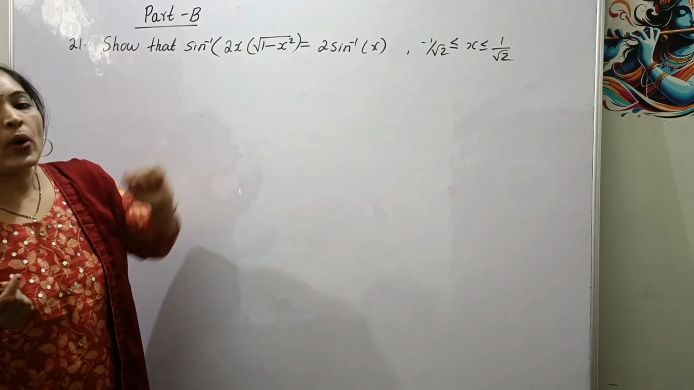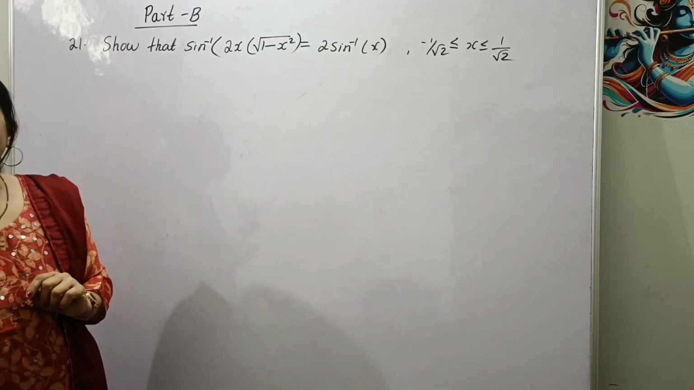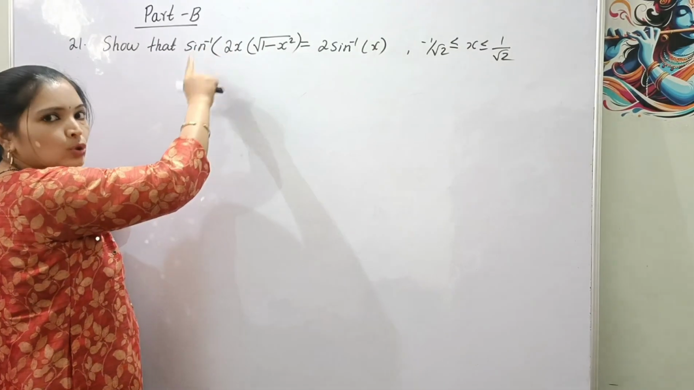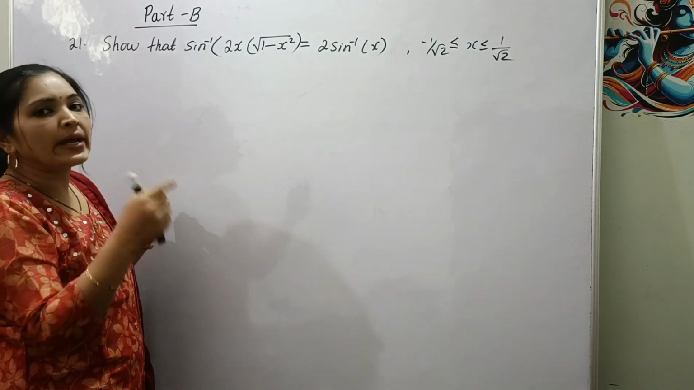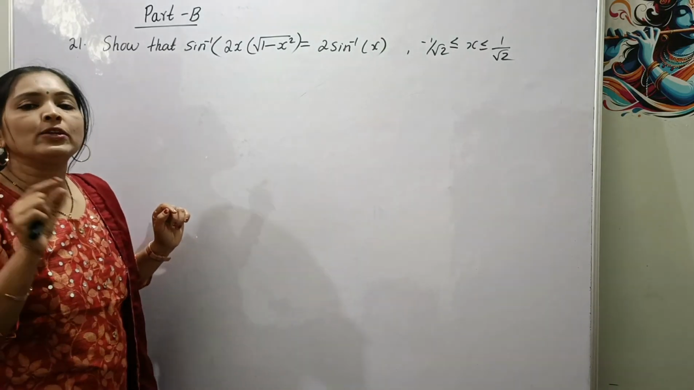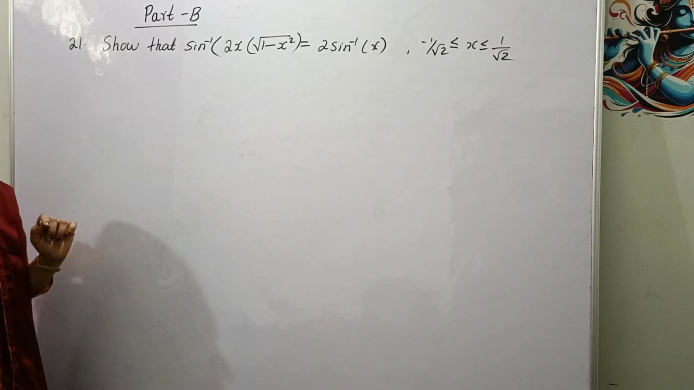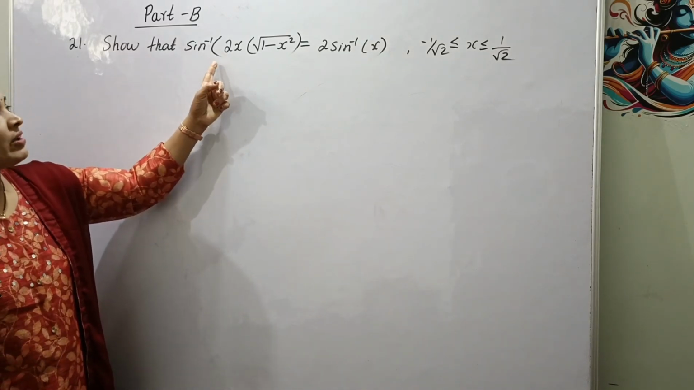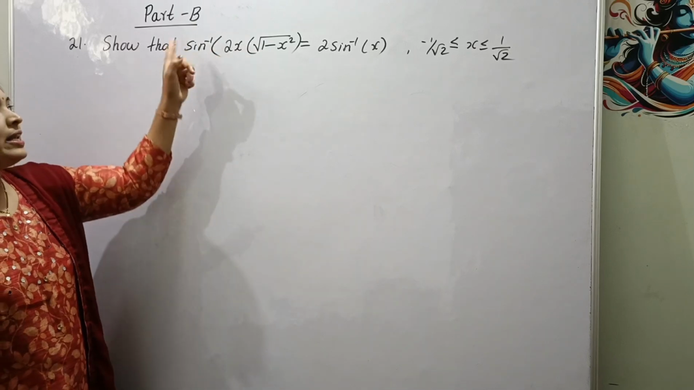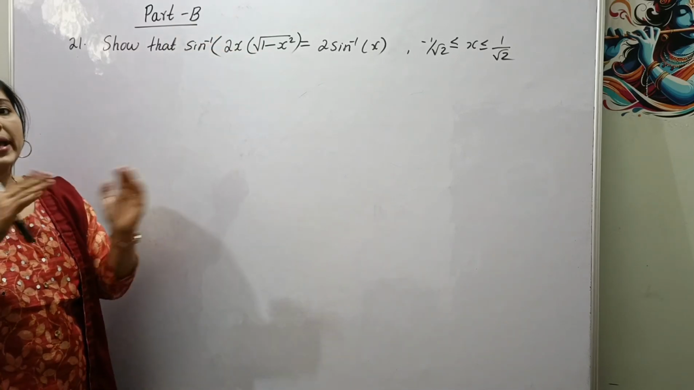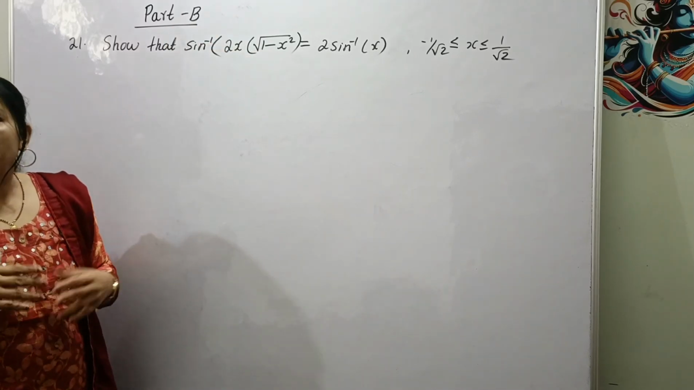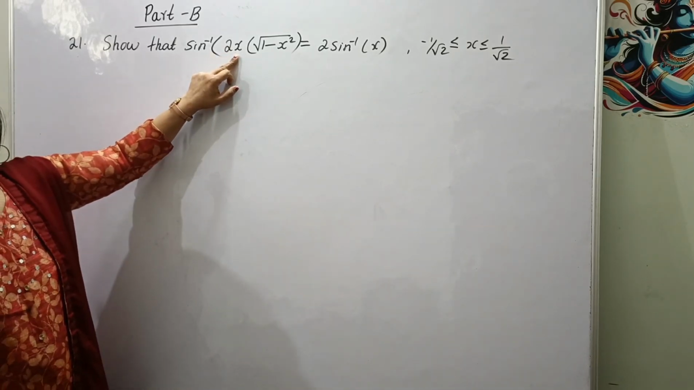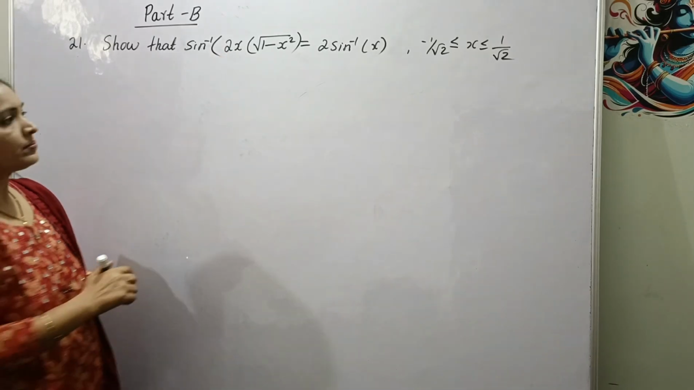See, 1 minus sine square theta, that is cos square theta, square root of cos square theta, cos theta, right? Cos theta, here sine theta. 2 sine theta cos theta. We have an identity 2 sine theta cos theta is equal to sine 2 theta. Right? See here, if we substitute x is equal to sine theta, we will get sine inverse of sine 2 theta. So sine inverse of sine 2 theta is nothing but 2 theta, right? So here we have to substitute x is equal to sine theta. Okay?